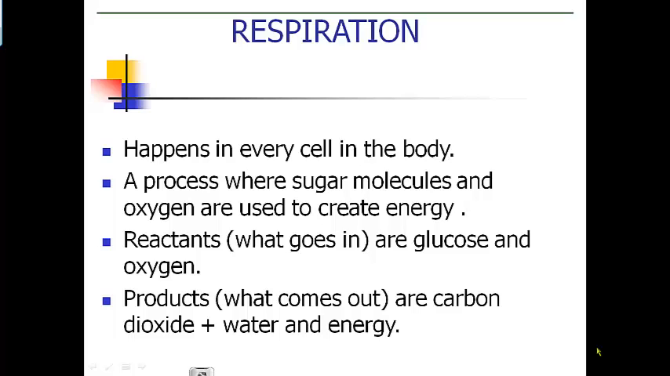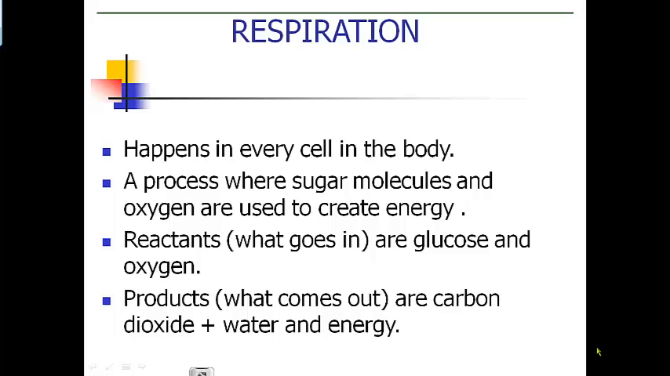Respiration is where your body takes that oxygen and it takes the glucose that you've absorbed through your small intestines, and it uses that glucose and that oxygen to actually create energy for your cells to do their functions and to live. Okay? So first of all, respiration happens in every single cell in the body. So every one of your cells needs glucose and needs oxygen in order to create energy to survive and function. Okay? And respiration is a process where sugar or glucose molecules and oxygen basically go through a chemical reaction, and by going through that chemical reaction, they create energy.